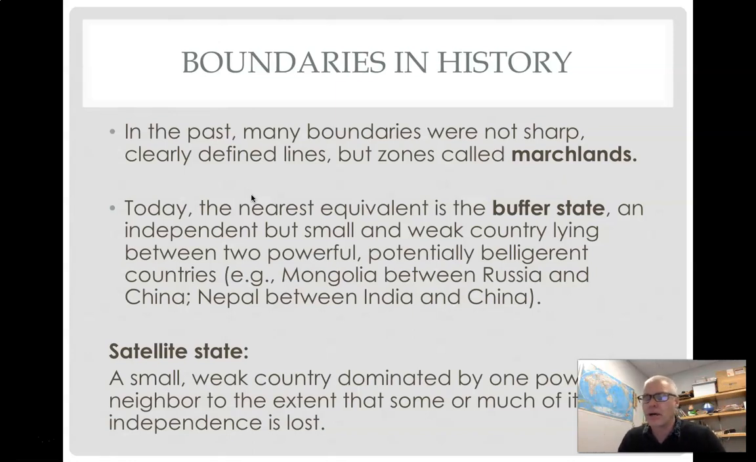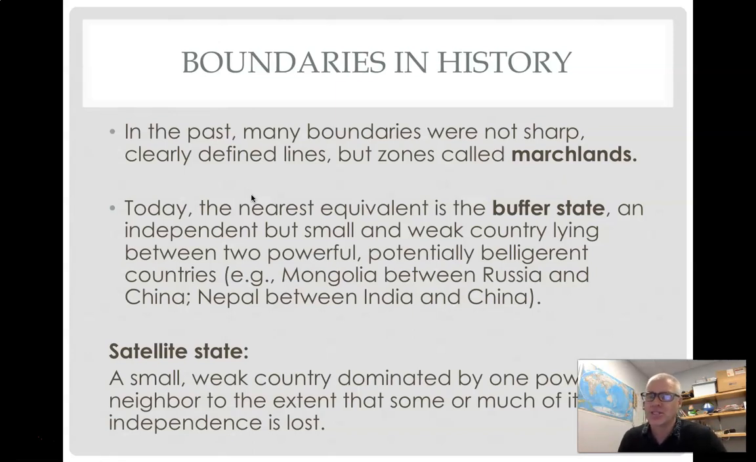There are other things called buffer states, and a buffer state is a small, independent, but fairly weak country that is somewhat between two countries that might tend to have animosity towards each other. So Mongolia, which is between Russia and China, or Nepal between India and China, would be considered a buffer state, a state that exists between two larger powers.